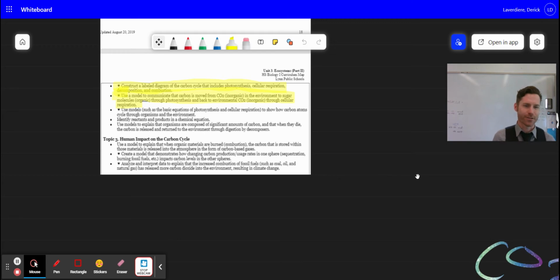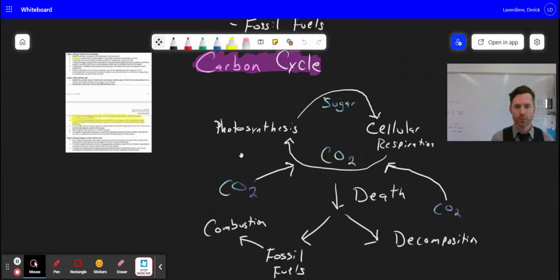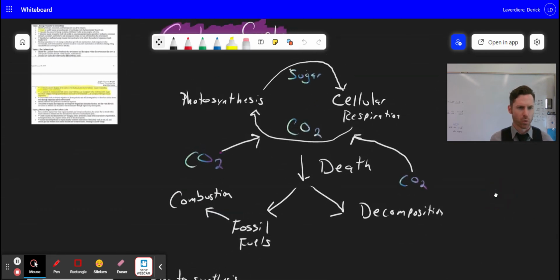So let's take a gander at this model. Here we go, zooming out a little bit. So this is our carbon cycle model. Usually you'll see pictures of trees and animals and factories and stuff. I've used words because words are cool too.